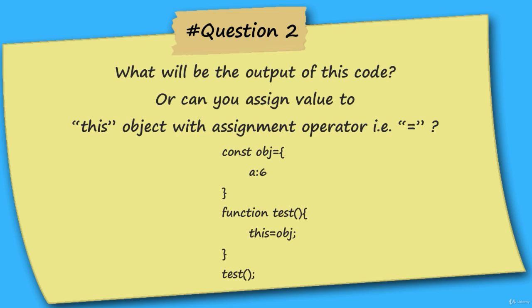The second question is, what will be the output of this code? Or can you assign a value to this object with the assignment operator, that is equal to? We have already seen that it is not possible to assign any value to this object. Invalid left hand side assignment, that's the error it displays. So when you want to change the value of this, you have to use the call, apply or bind method.